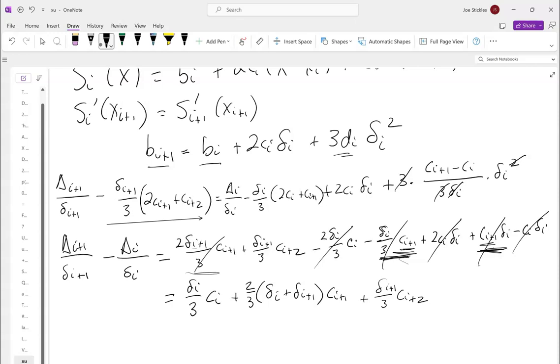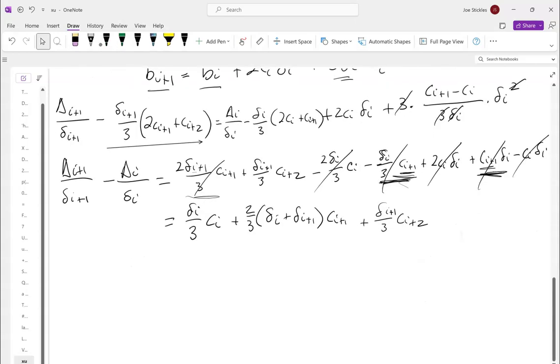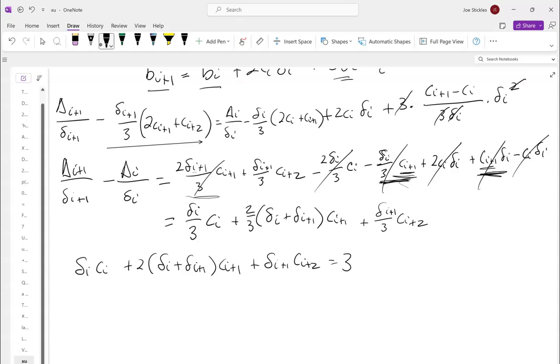I can make this look a little bit nicer if I multiply both sides by 3, because it gets rid of those fractions on the right-hand side. So we get these equations. Delta sub I C sub I plus 2 times delta sub I plus 1 C sub I plus 1 plus delta sub I plus 1 C sub I plus 2 equals 3 times what was on the left-hand side.